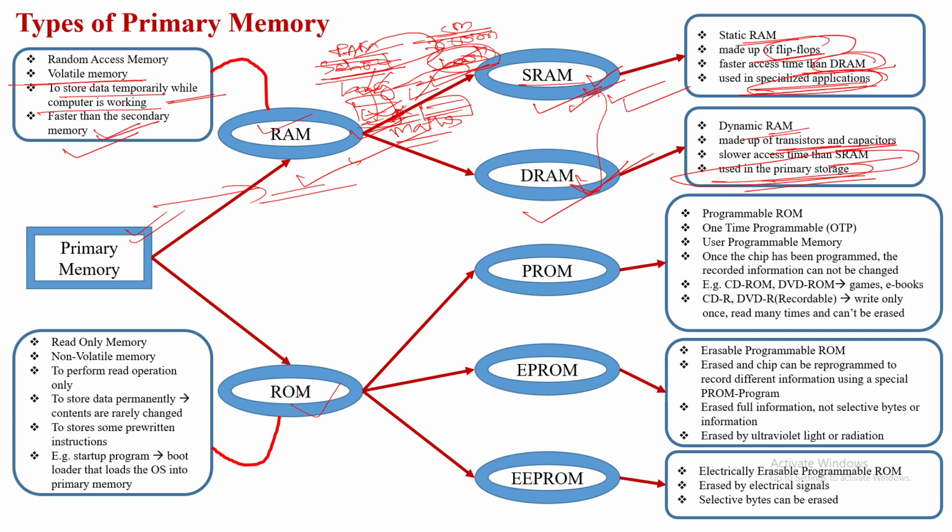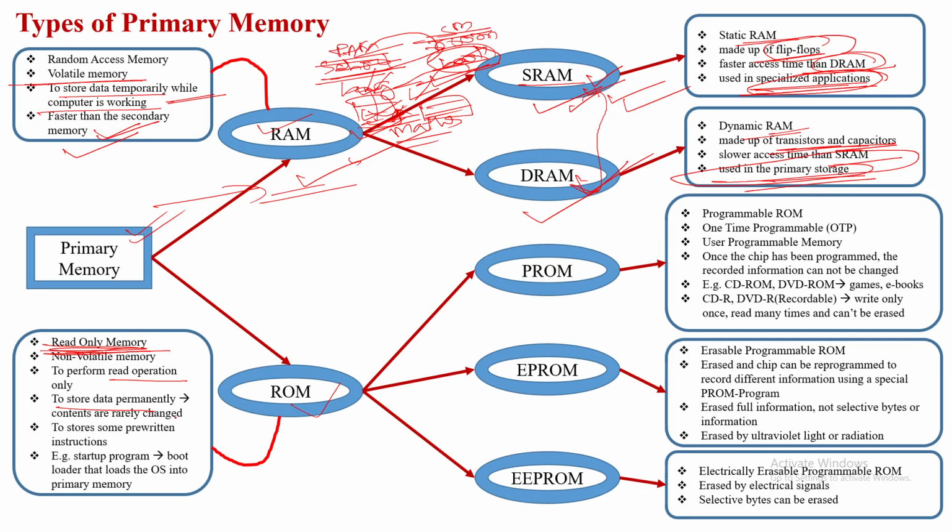Now come to the ROM. ROM is also a primary memory, but it is a non-volatile memory. The full form is read-only memory. From the name, you can understand that it performs only read operations, but it stores the data permanently.